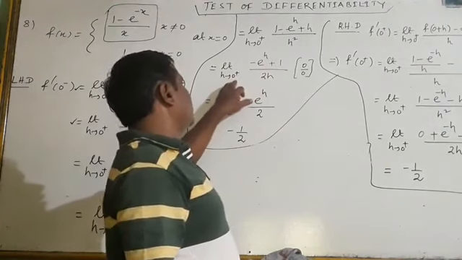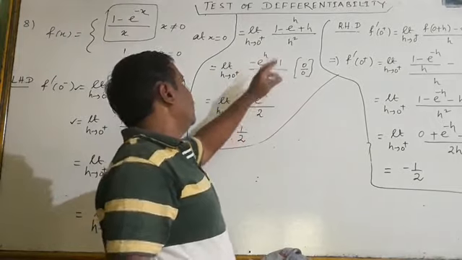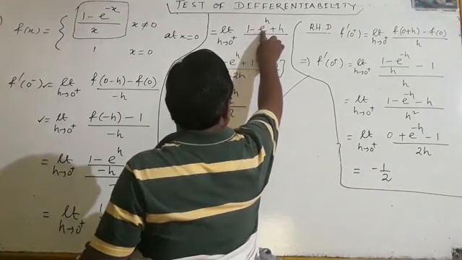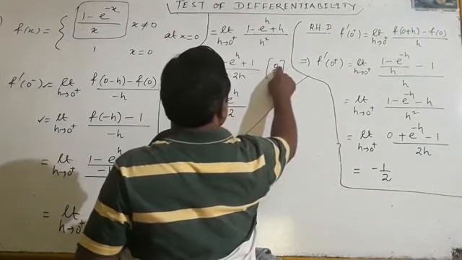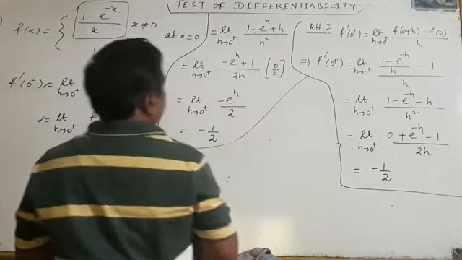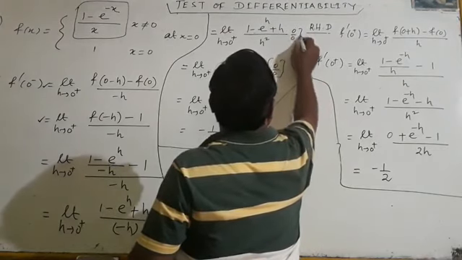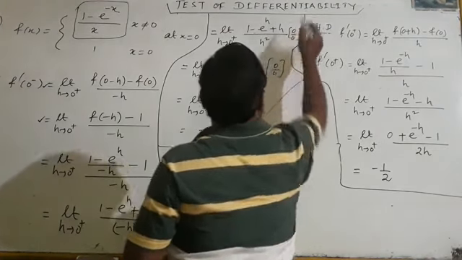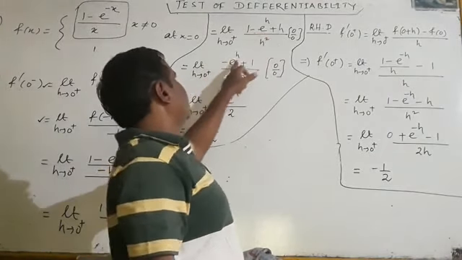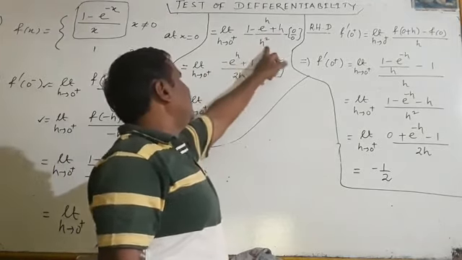Now, for h tends to 0 plus, you put just 0 in numerator and denominator. When you put 0, 1 minus e to the power 0 is 1 minus 1, which is 0, plus 0. Again it is 0. Now this is in 0 by 0 form. As the problem is in 0 by 0 form, what you have to do? You have to differentiate it. The derivative of 1 is 0. The derivative of e to the power h is e to the power h, with the minus sign before it. The derivative of h is 1, and the derivative of h square is 2h.